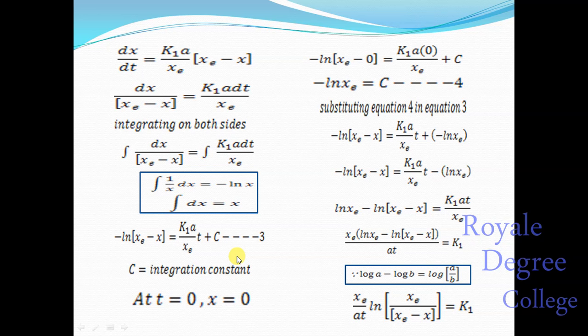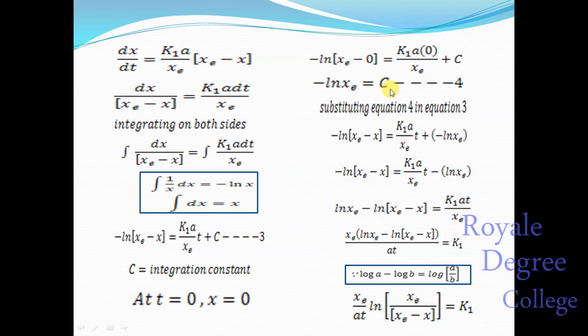It is our equation number 3. So at t equal to 0, x equal to 0. In place of t and in place of x, we are keeping 0 in that equation. So we get minus ln (xe minus 0) equal to k1a into 0 by xe plus c. So in place of time we are writing 0, and in place of x we are keeping the value 0. Now what remains in the next step? Minus ln xe is equal to c, because k1a by xe into 0 will become 0. So we get only c here. It is our equation number 4. This is the value of c we got here.